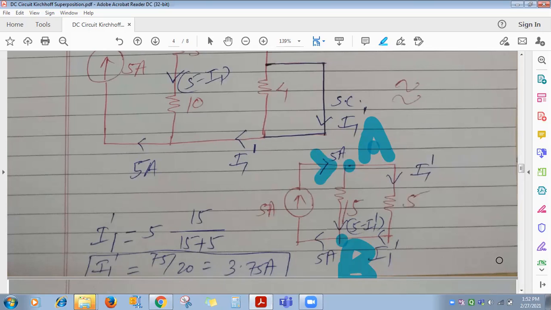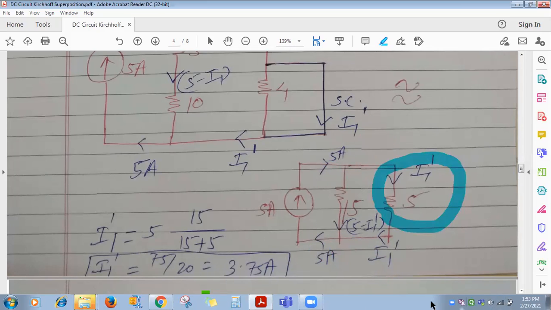Do you know the value of current entering? How much is it? 5 ampere. Do you know the current leaving node B? How much is it? 5 ampere. Correct. Means total current you know and 2 resistances are connected in parallel. So which formula can we go for? Current division rule. Correct. So the current flowing through 5 ohm we want. What is the parallel resistance to 5 ohm?